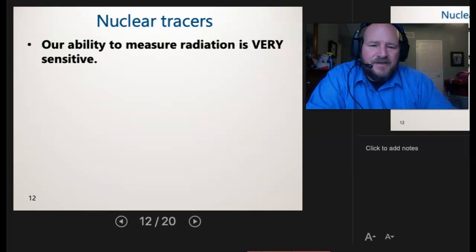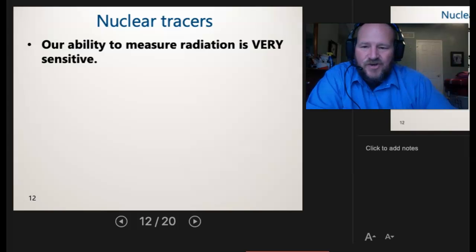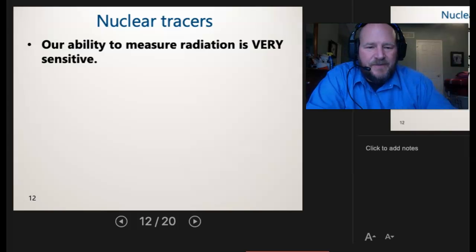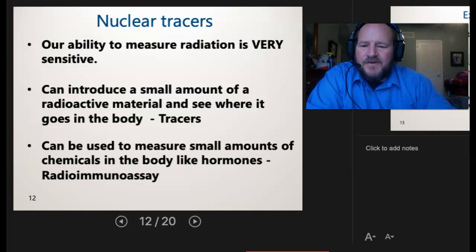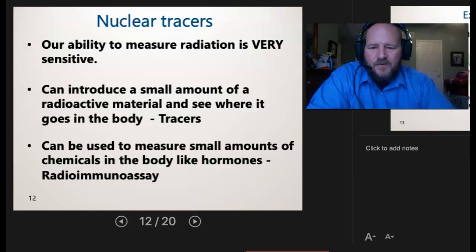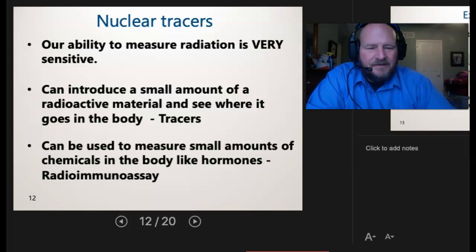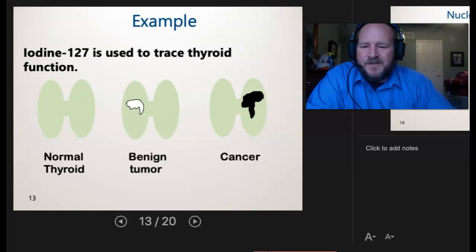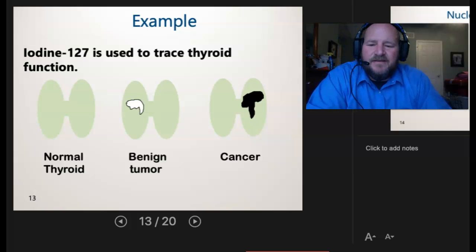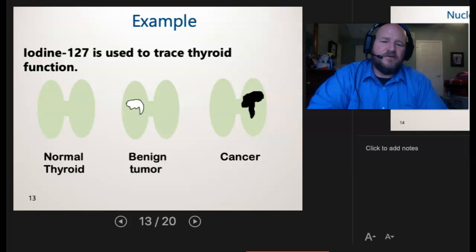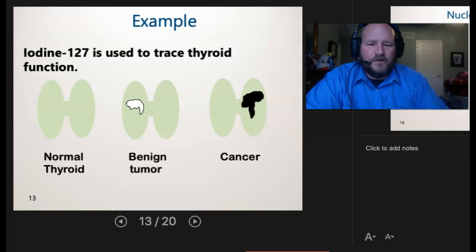Now, we can also use radioactive isotopes as tracers, right? Because our ability to measure radiation is so sensitive, we can introduce a small amount of radioactive material and see where it goes in the body. This is your GI soda, right? It can be used to measure small amounts of chemicals in the body like hormones, where we do a radioimmunoassay, right? Where we take iodine-127, we can trace the thyroid function and see if we have tumors, whether it's a benign tumor or whether it's going to be cancerous. So again, those would be some of the reasons why nuclear radiation is sort of worth it.